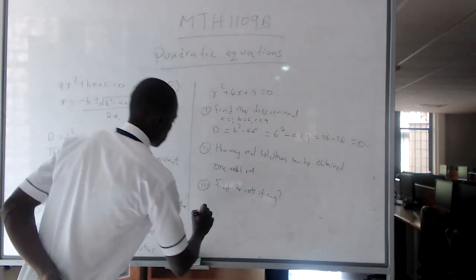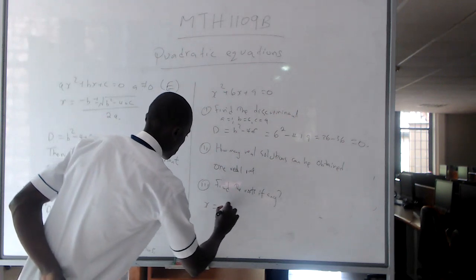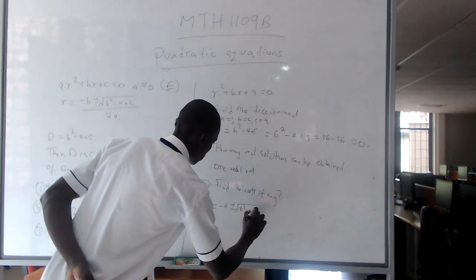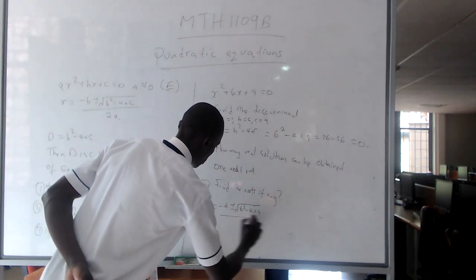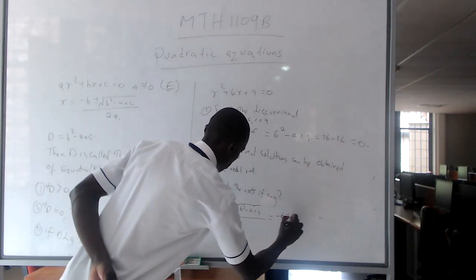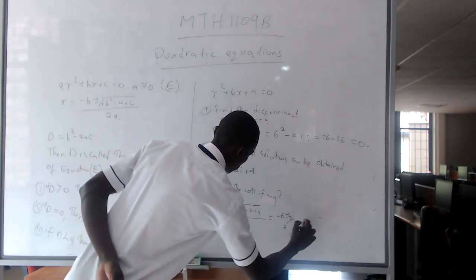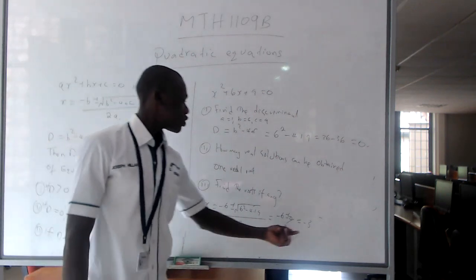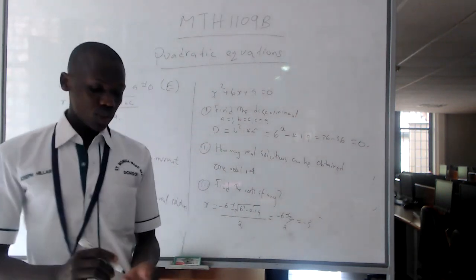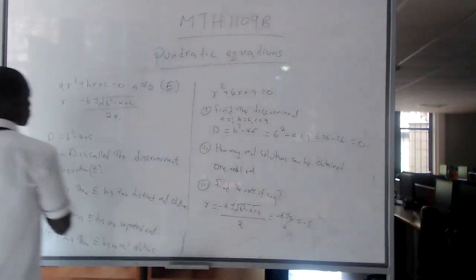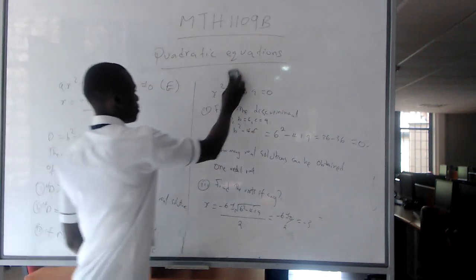So the formula is that x is minus 6 plus or minus square root of 6 squared minus 4 times 1 times 9, divided by 2. So this will give me minus 6 plus or minus 0 divided by 2, which is minus 3. So this will have repeated roots, and the repeated root is minus 3, which is a real number. Let me give another example.